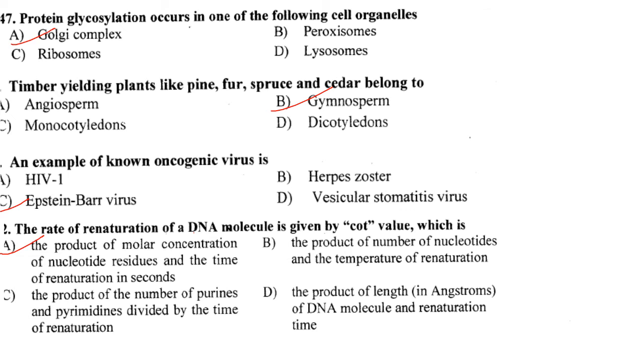Then, protein glycosylation occurs in one of the following cell organelles. So, it occurs in Golgi complex. Timber yielding plants like the pine, fir, spruce and cedar belong to gymnosperms. Answer is option B. An example of a non-oncogenic virus is Epstein-Barr virus. The rate of renaturation of a DNA molecule is given by Cot value, which is the product of molar concentration of nucleotide residues and the time of renaturation in seconds. So the answer is option A.